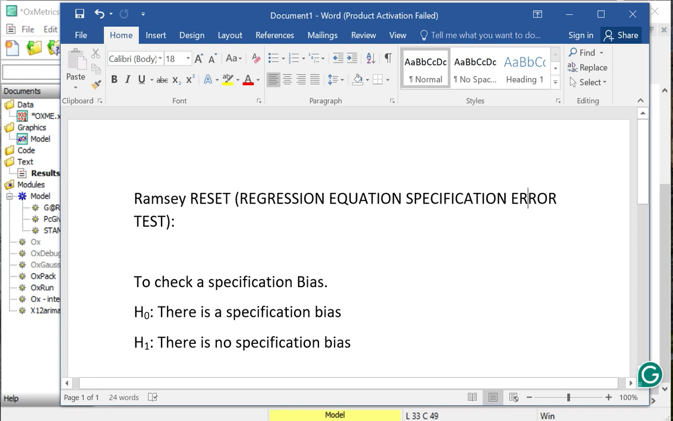H0: there is no specification bias. H1: there is specification bias. So there is no specification bias in the null hypothesis, and there is specification bias in the alternate. So we need to reject H0. If we do not reject H0, it means there is a problem of specification bias. You know that specification bias arises when you include an irrelevant variable or exclude a relevant variable, or due to any measurement error.